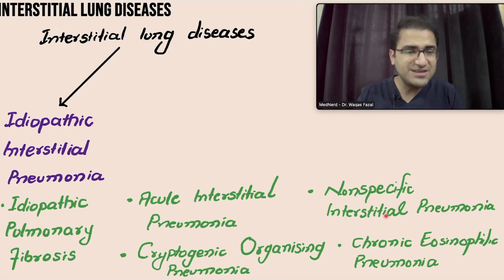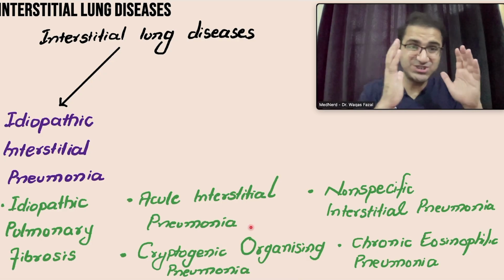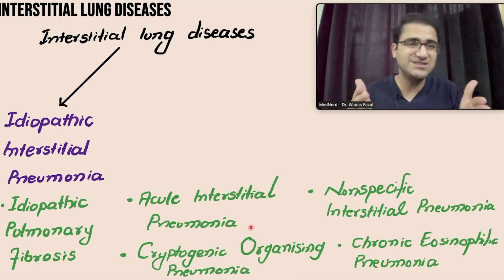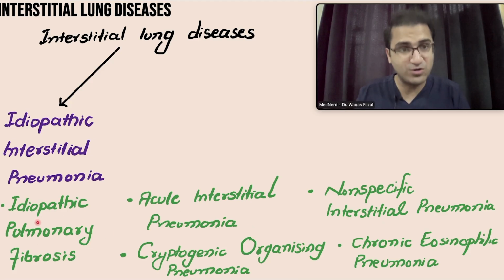I have mentioned the other conditions as well: acute interstitial pneumonia, cryptogenic organizing pneumonia. In all these conditions there is interstitial lung disease, fibrosis of the lung, but we do not know any cause, what is causing this interstitial lung disease. The only condition that you must know is idiopathic pulmonary fibrosis.